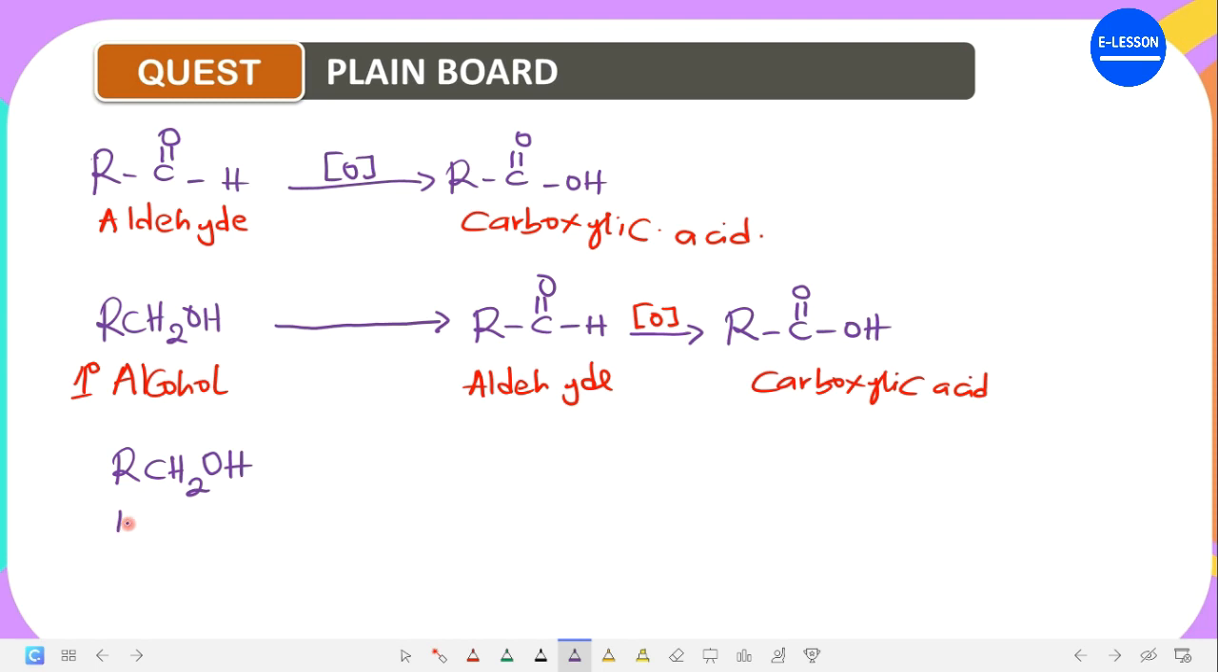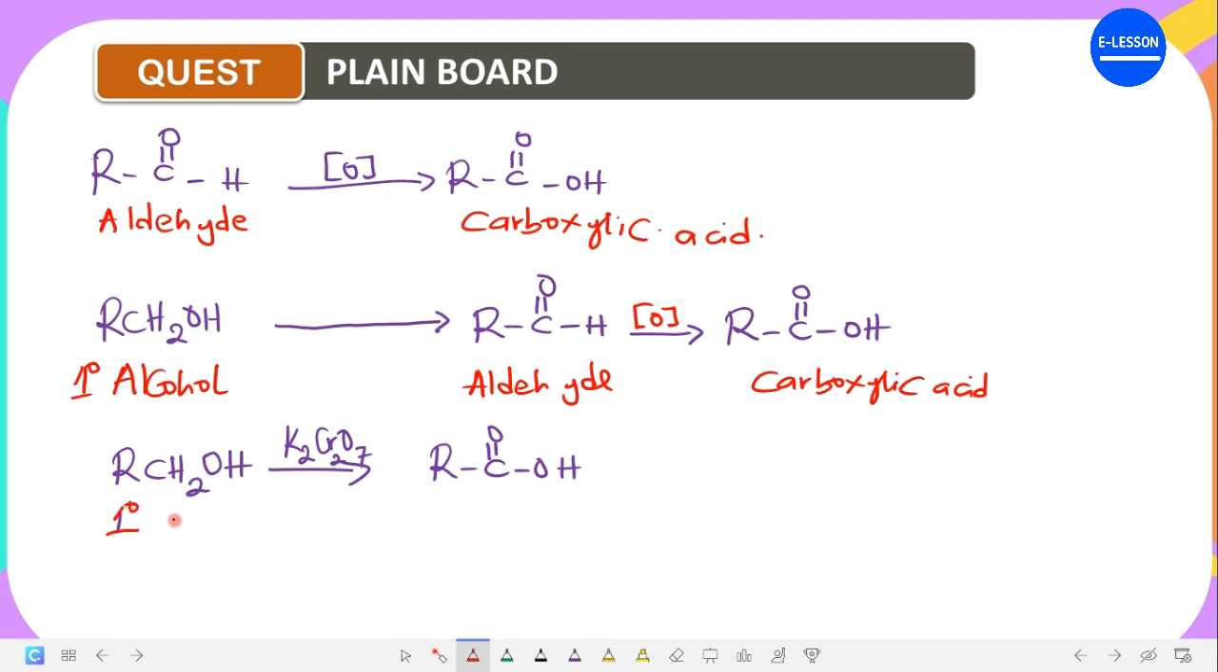This primary alcohol, when I say 1 degree, I mean primary alcohol, will be directly oxidized with a strong oxidizing agent such as K2Cr2O7, potassium dichromate, to give what? To give a carboxylic acid directly. Are we getting it now? So uncontrolled oxidation of primary alcohol will give a carboxylic acid.